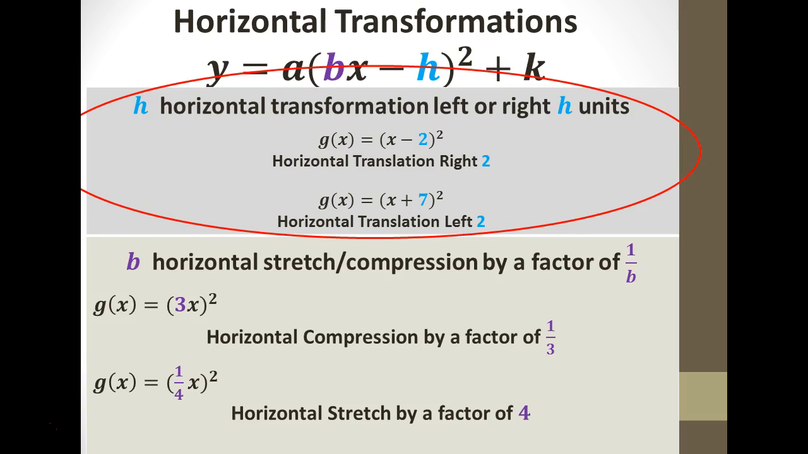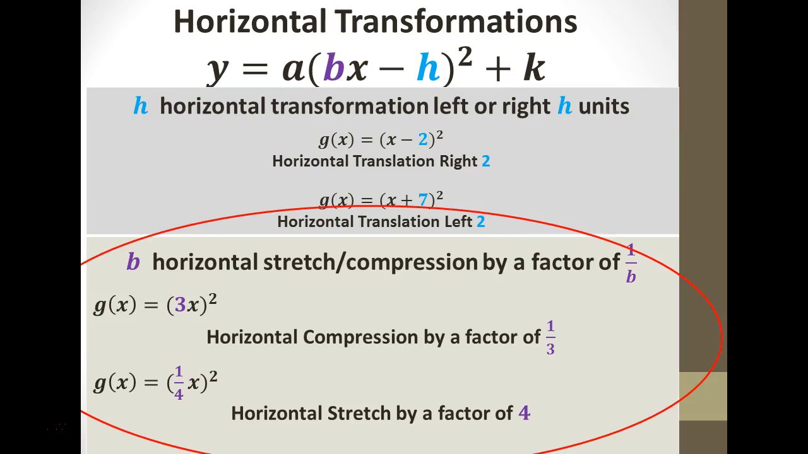My next example, g of x is equal to (x plus 7) squared, came from me substituting negative 7 in for h. That gives me x minus negative 7, which gives me x plus 7. That is a horizontal translation to the left 7. So ignore my typo of a 2 there. That should be horizontal translation to the left 7.